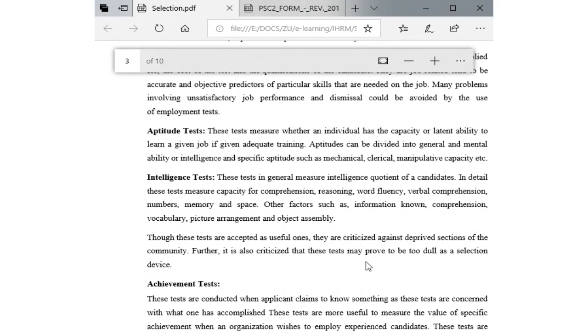So the mechanical, the clerical, and manipulative capacity. The second one is intelligence. The intelligence tests. In the intelligence test, we are looking at the intelligence quotient of candidates. So we are looking at the capacity for comprehension, your reasoning, how fluent you are, what is your level of verbal comprehension? What about your numbers, the memory? Do you remember things that happened last year? Do you remember what we did in semester 1 for those who are there? And we looked at recruitment, the same thing. Do we remember them for your information? So that is also very important. How intelligent are you? That is key for us.